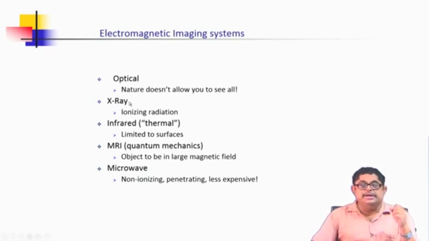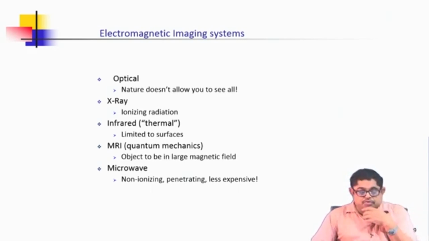Now, for X-ray imaging, the problem is that it gives you a good image, but it is an ionizing radiation, because X-ray waves have huge energy. So they ionize the human body, etcetera, and that ionization is permanent, it is cumulative. That is why only for very required cases we do X-ray imaging.